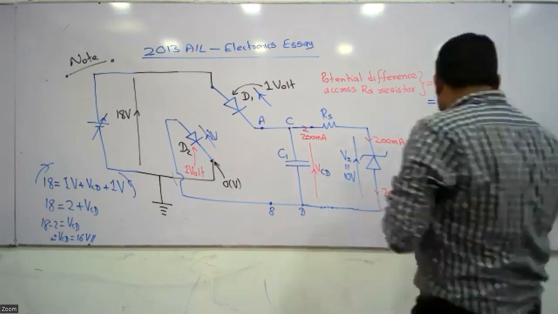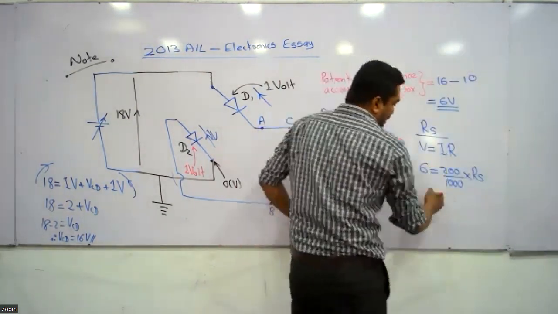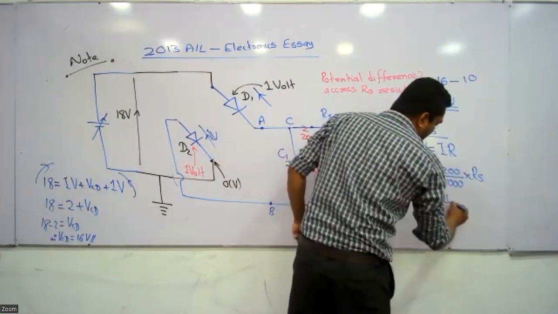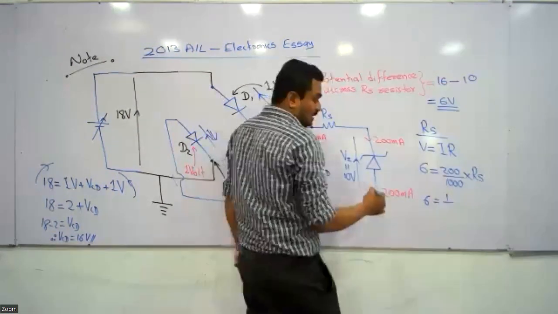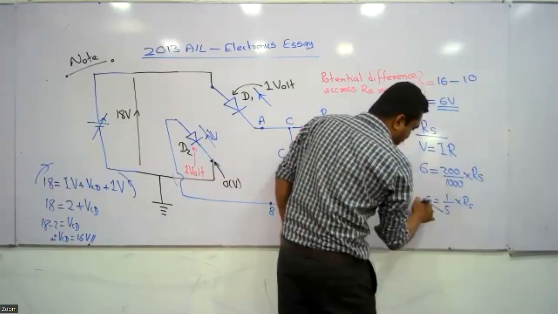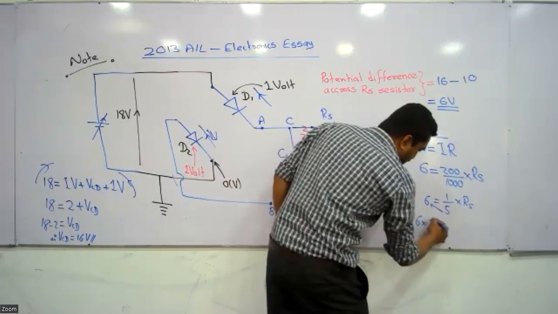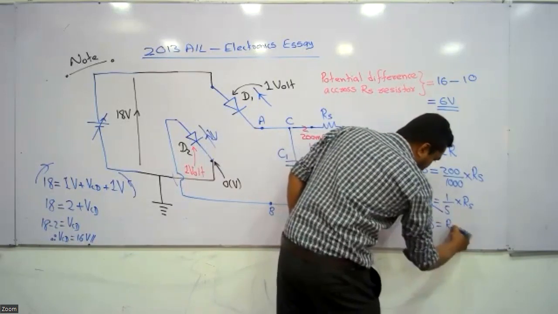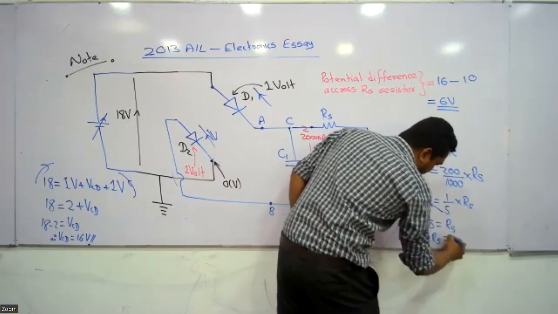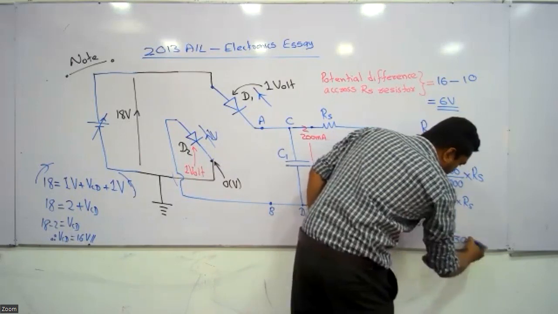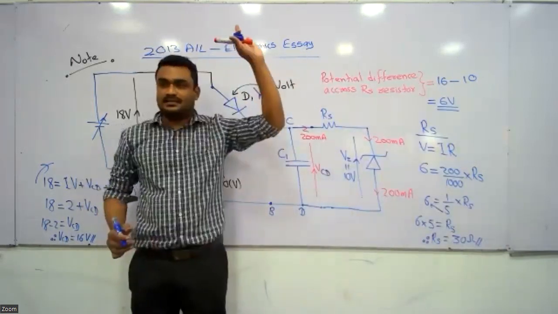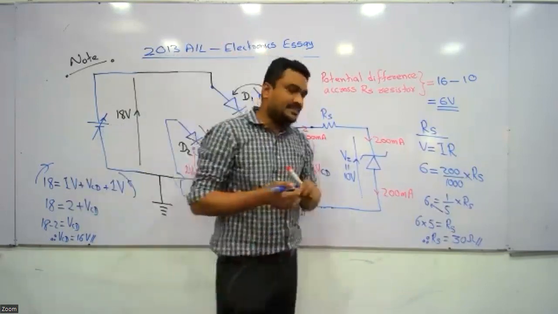Right. Here we can cancel it out like this. This is 6. 1000 divided by 200 is 5, into RS. Just take 5 to this side. 6 times 5 equals RS. Therefore, RS is 6 times 5, which is 30. RS is 30 ohm. Did you get this answer? So safety resistance is 30 ohm.